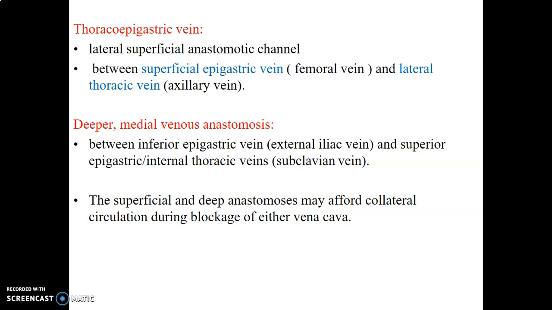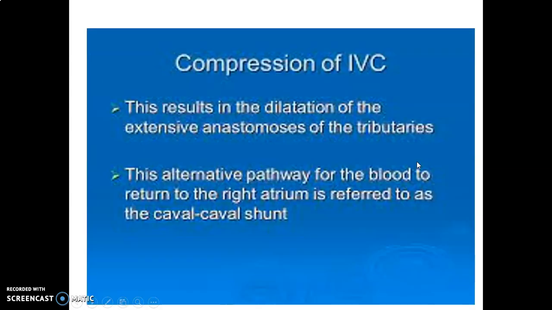Then we have other anastomotic channels between the superior and inferior epigastric veins, where the inferior epigastric is from the external iliac vein to the IVC, while the superior epigastric goes through the internal thoracic and subclavian to the superior vena cava. So when there's compression of the IVC, these anastomotic channels will dilate and give an alternative pathway. That's what you call a caval-caval shunt. You're shunting blood from the inferior vena cava system to the superior vena cava system. That's why it's called a caval-caval shunt.